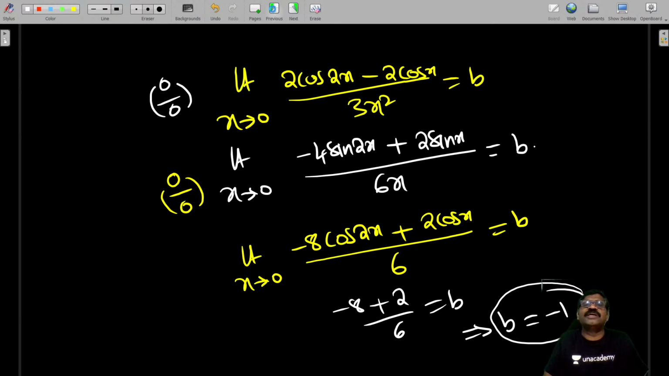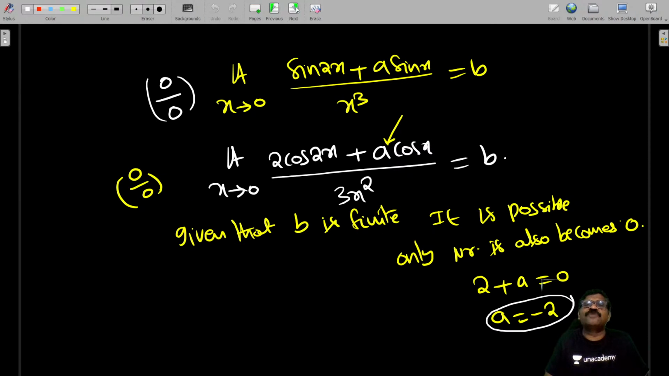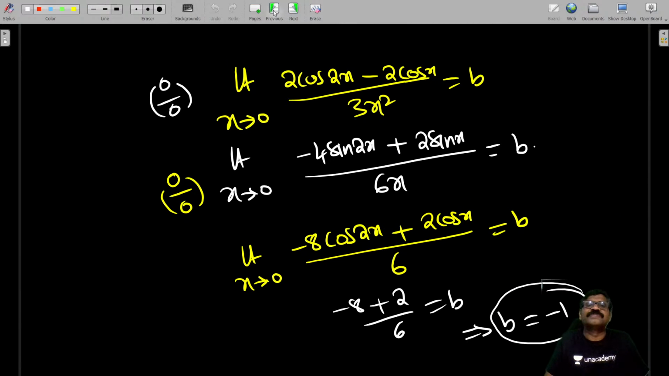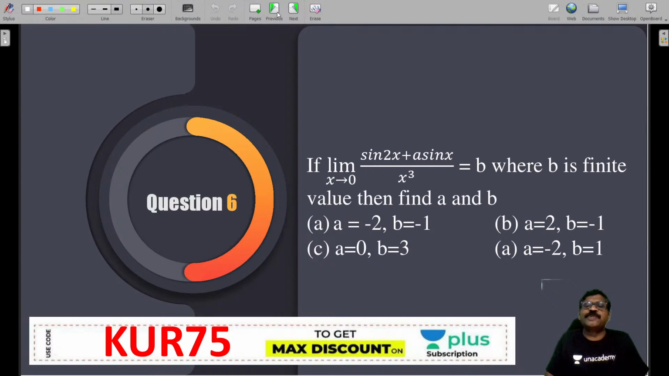The value of a is minus 2. The value of b is minus 1. A equal to minus 2, b equal to minus 1.